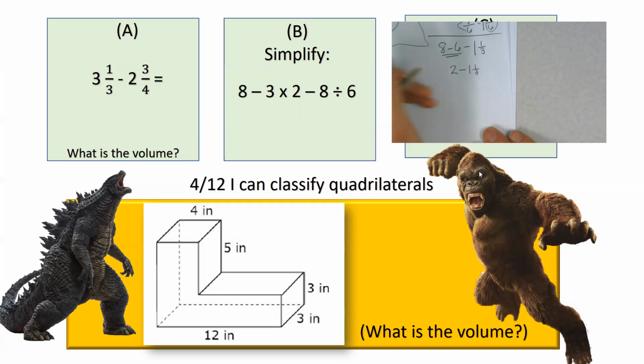Now we have 2 minus 1 and 1/3. We have to borrow. You can't take 1/3 from nothing, so the 1 whole turns into 3/3. 3/3 minus 1/3 is 2/3, and 1 minus 1 is nothing. So B is equal to 2/3.